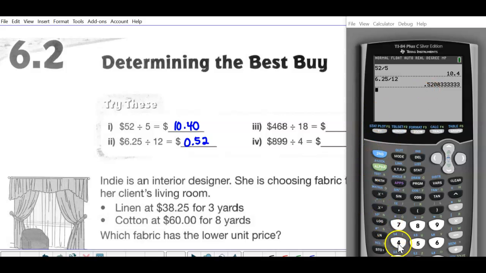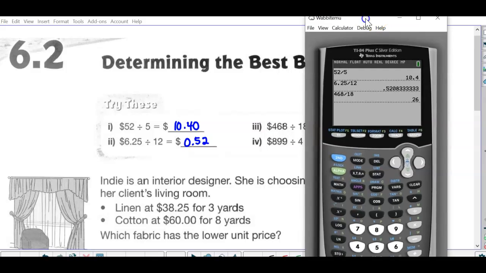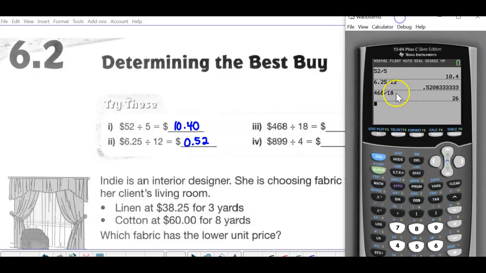Then 468 divided by 18. Okay, should move this. I'm not sure if it shows up. That gives you $26 each. And then 899 divided by 4 is $244.75.